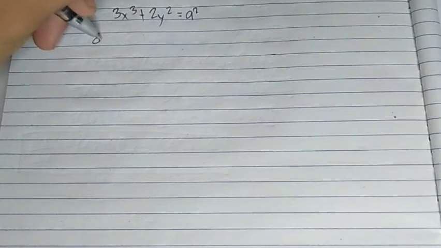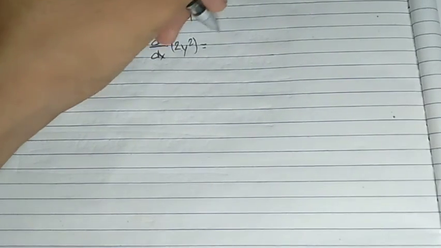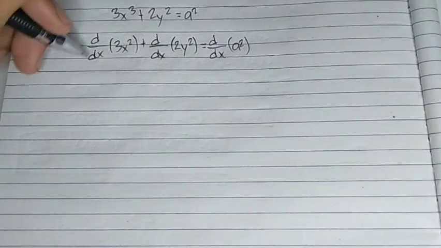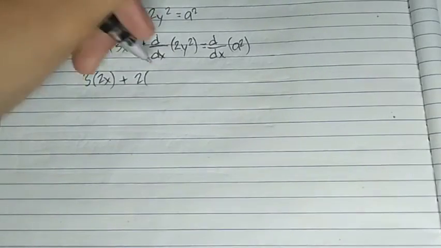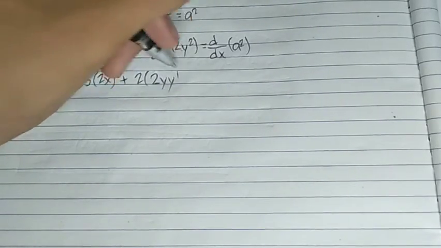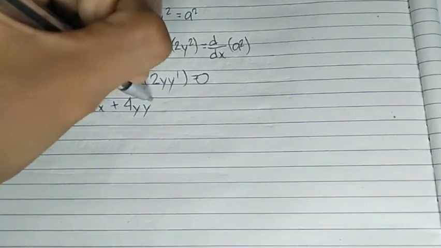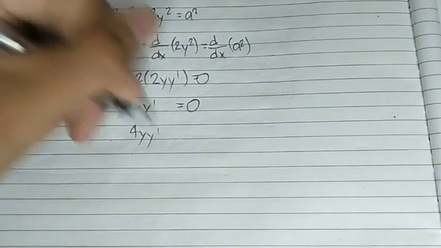So the derivative of 3x squared plus the derivative of 2y squared is equal to the derivative of a squared. The derivative of 3x squared now becomes 3 times 2x because of the power rule, same as 2y squared. It now becomes 2 times 2y y prime is equal to 0 because a squared is only a constant. Now it has become 6x plus 4y y prime is equal to 0.